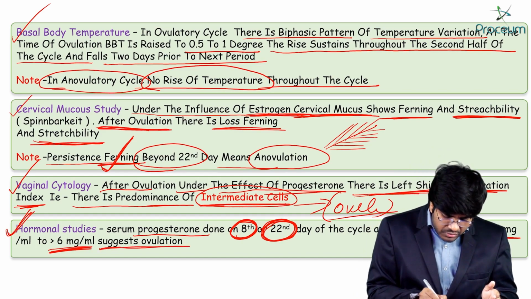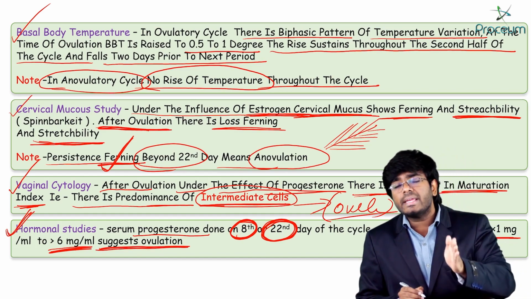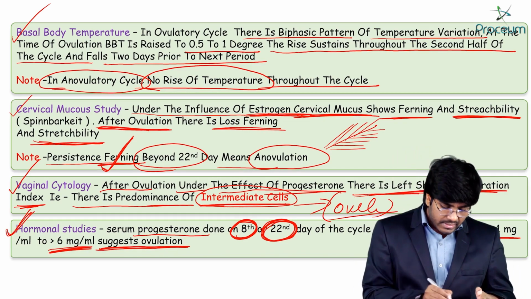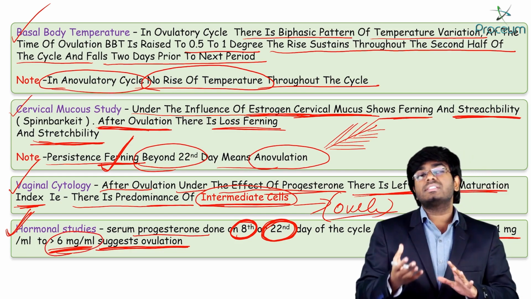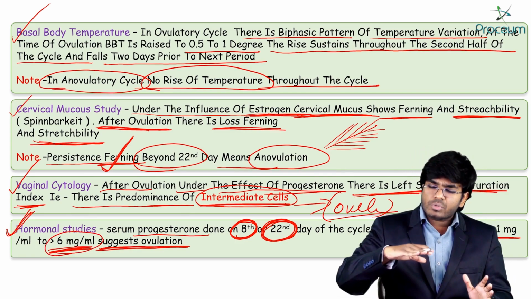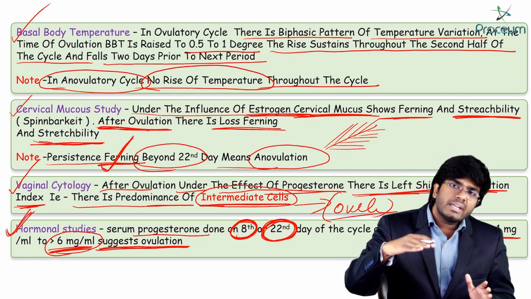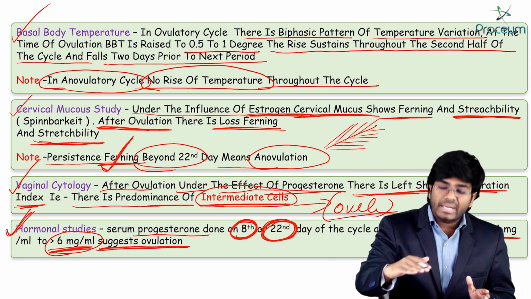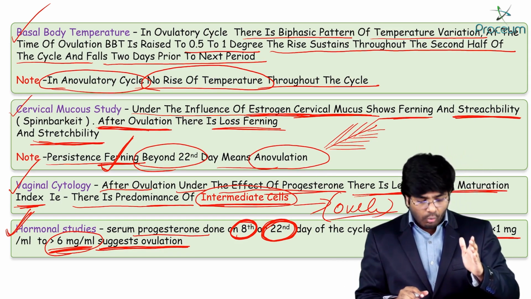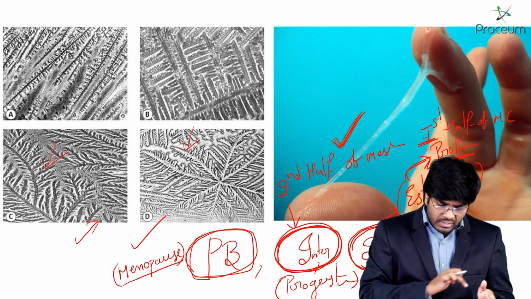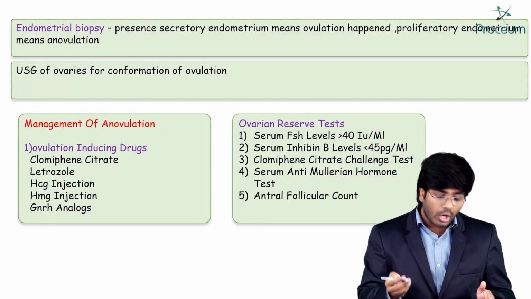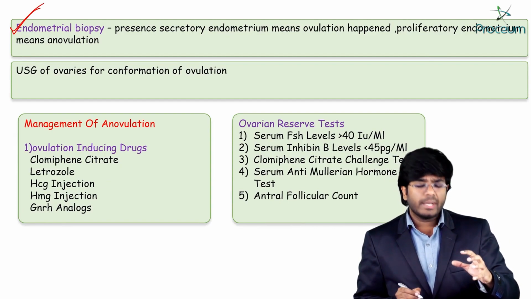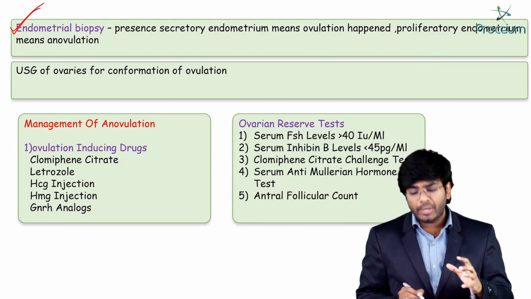which suggests ovulation. What are you seeing here, guys? On the 8th day, there is a low amount of progesterone, but on the 22nd day there are 6 or more than 6 per ml, which indicates that the progesterone levels have risen. That indicates there is a corpus luteum, and that ovulation has happened. So these are the tests for ovulation. Now there are some other tests to know whether ovulation has happened or not. See, endometrial biopsy. Guys, how do we know by endometrial biopsy whether ovulation has happened or not?